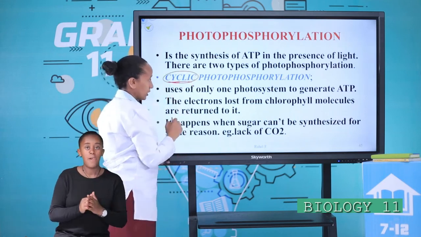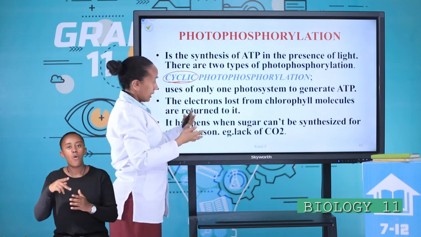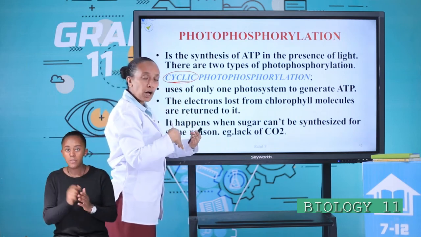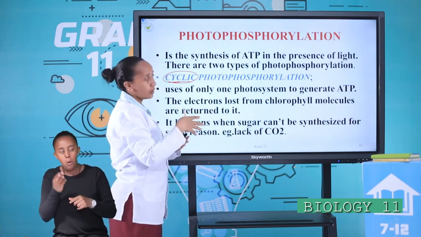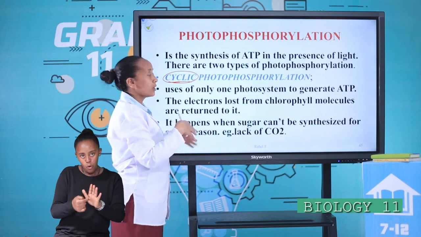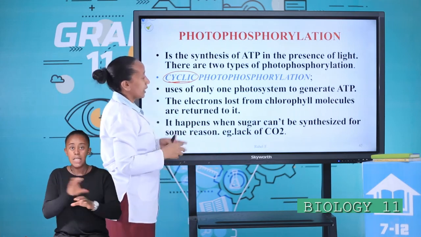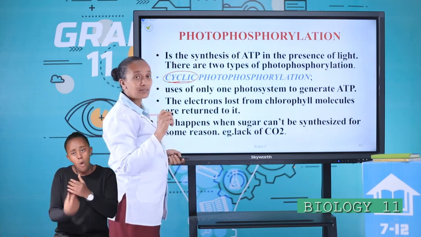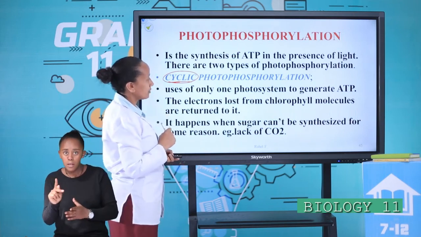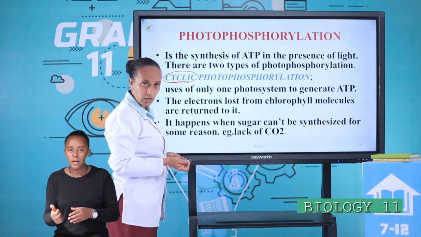In cyclic photophosphorylation, as its name indicates, the electrons will return back to the first donor, or the electrons will show a sort of cycling with the same molecule. And in this process, the plants only produce ATP. They produce only ATP rather than reduced NADP.